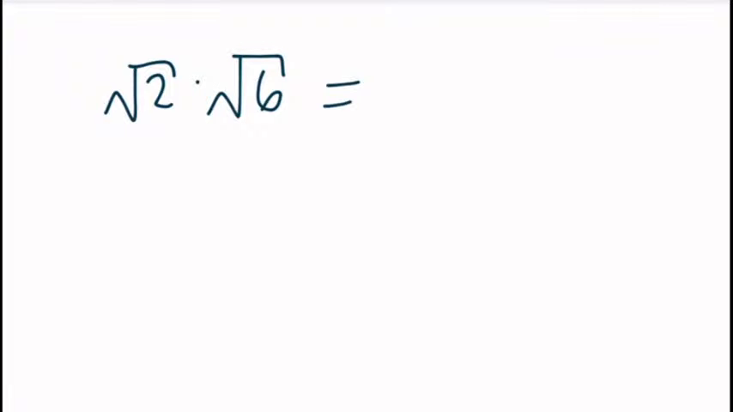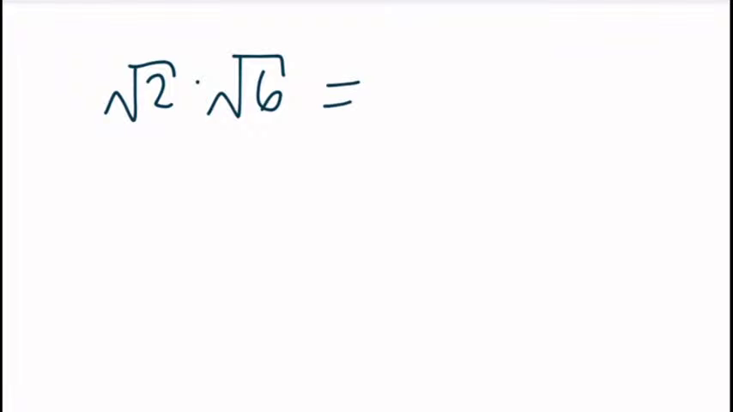So the first problem I have is radical 2 times radical 6, and equals what? When we were adding and subtracting radicals, I said that you can't add or subtract them unless they have the same radicand. But in this case, with multiplying and dividing, it doesn't matter what radicals you work with. You can multiply and divide any sort of radicals. So with that being said, how do you do it?